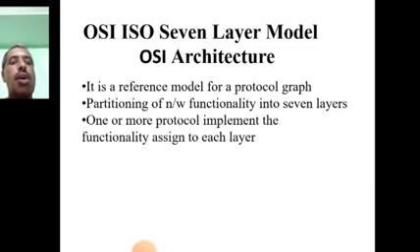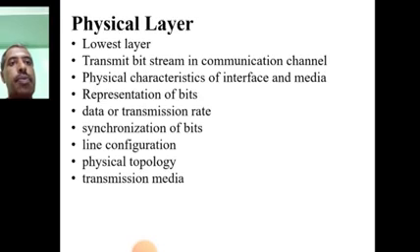The OSI or ISO 7 layer model refers to the model of protocol graphs that partition network functionality into 7 layers. One or more protocols implement the functionality assigned to each and every layer. The physical layer, which is the lowermost layer, transmits the bit stream over the communication channel from sender to receiver. The physical characteristics of the interface and media represent only a bit stream, the data or transmission rate to synchronize the bit stream from the source to destination, and line configuration.